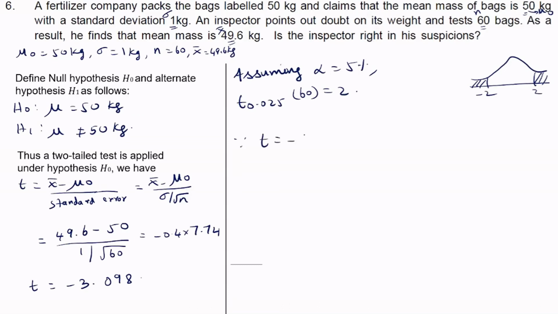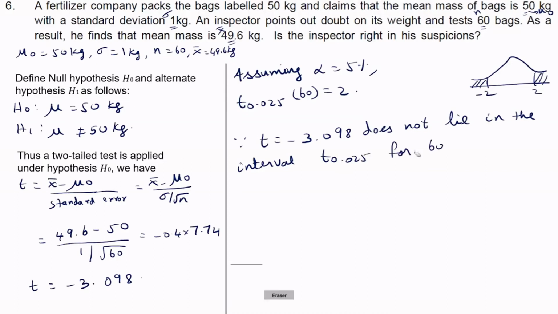Since t equal to -3.098 does not lie in the interval negative t 0.025 to t 0.025 for 60 degrees of freedom, that is -2 to +2, we reject H0.